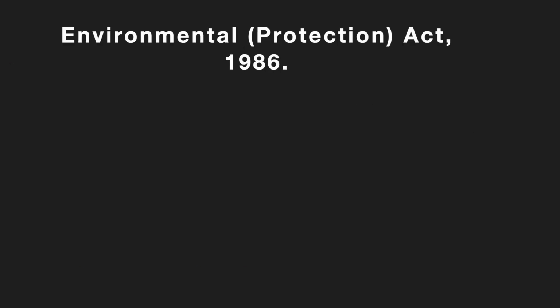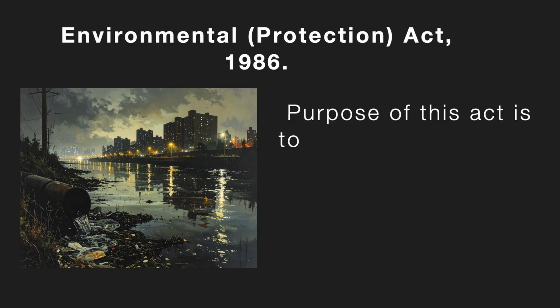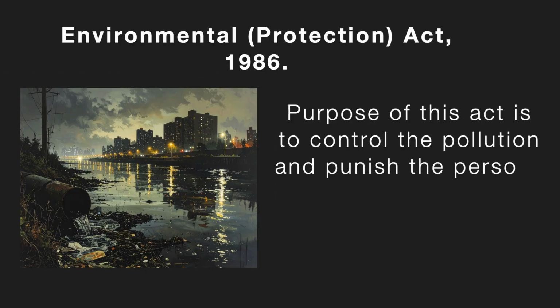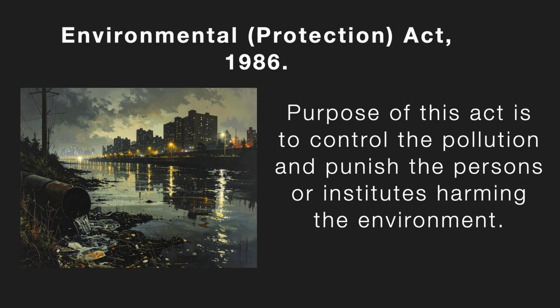Then we have the Environmental Protection Act of 1986. The purpose of this act is to control pollution and punish the persons or institutes harming the environment. Any person or factory is prohibited by this act from releasing pollutants in the atmosphere beyond a permissible limit. The person breaching this rule is entitled for either 5 year imprisonment or up to 1 lakh rupees fine. Also, very interesting, the National Green Tribunal has been established in 2010 for effective implementation of environmental related laws.